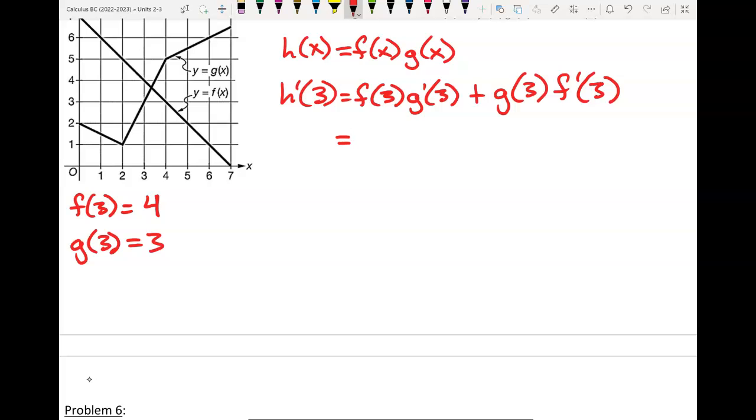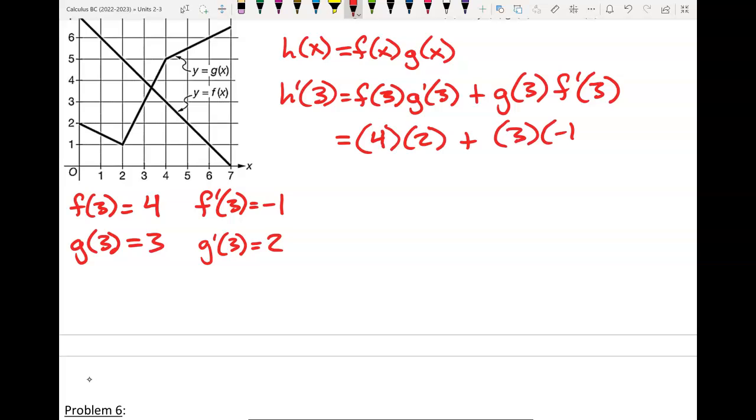Okay, you also need the derivatives, right? So what is f prime of 3? Negative 1. Okay, what are you looking at to determine that? The slope. Good. And then g prime of 3? 2. Okay, so continue, plug everything in. That's 4 times 2 plus 3 times negative 1, which is 8 minus 3, so 5. Do we agree with 5, guys? All right. Good.